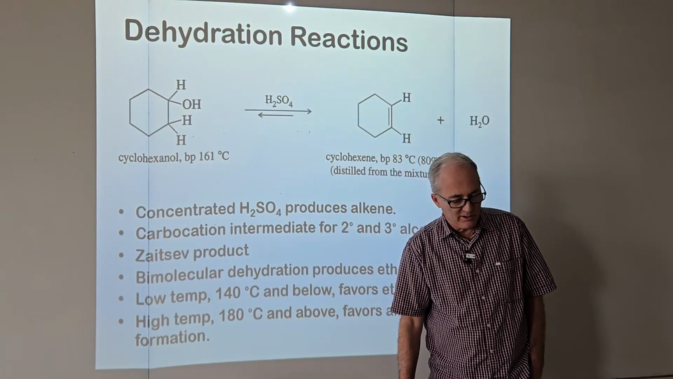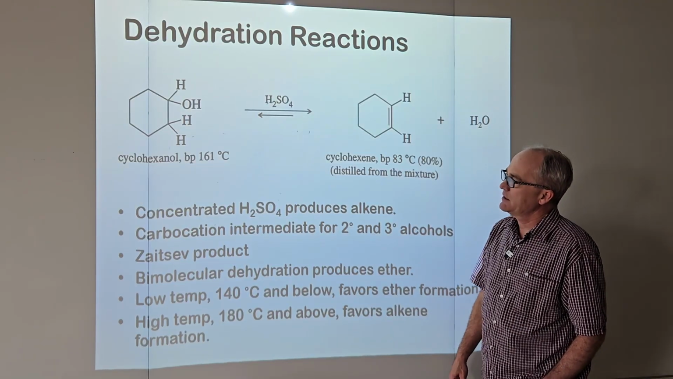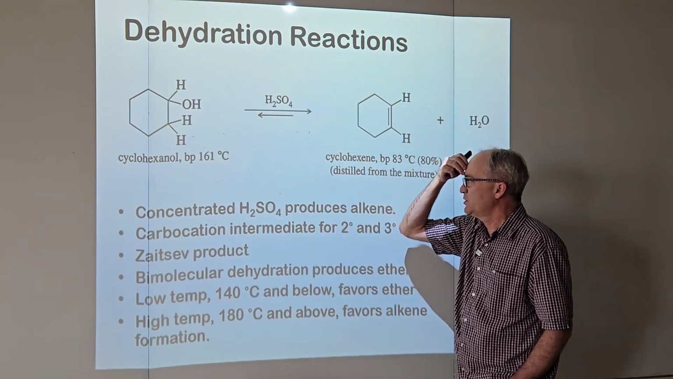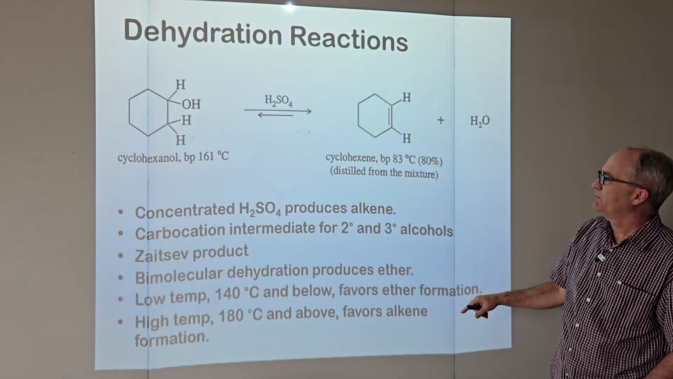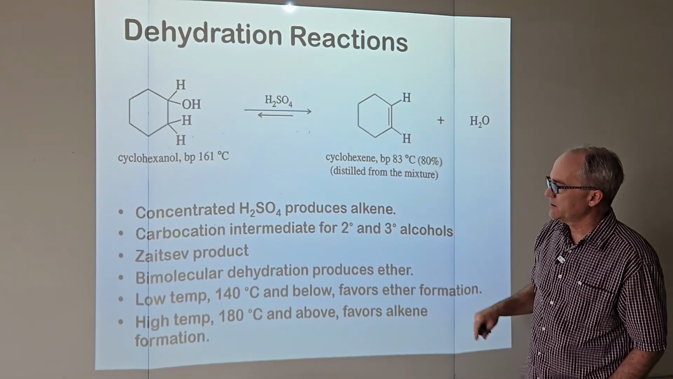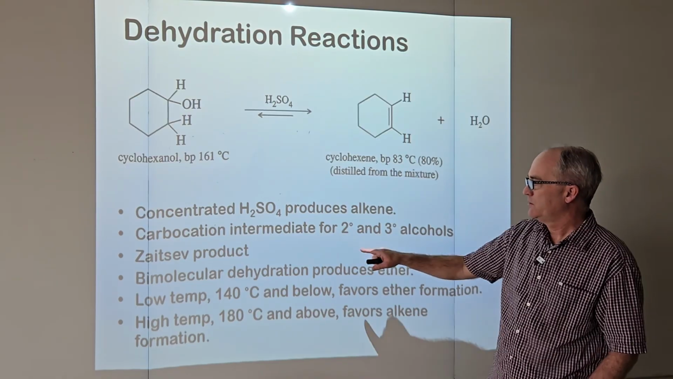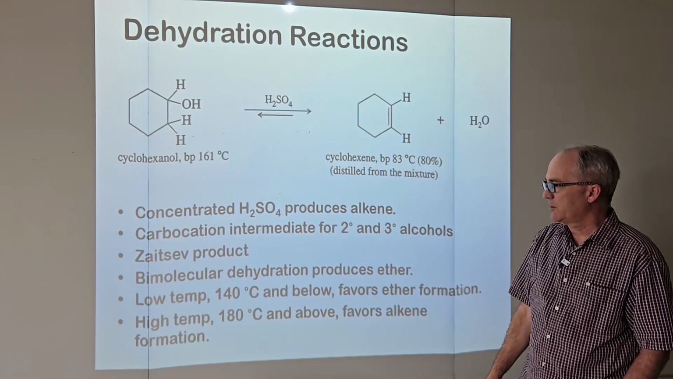So reactions of alcohols, this one should be somewhat familiar because you did this in lab. You took cyclohexanol, some concentrated H2SO4, had your fractional distillation set up, heated it up, and this distilled across. And so this was an E1 event. We know it's E1 because we get the carbocation intermediate and Zaitsev's product.